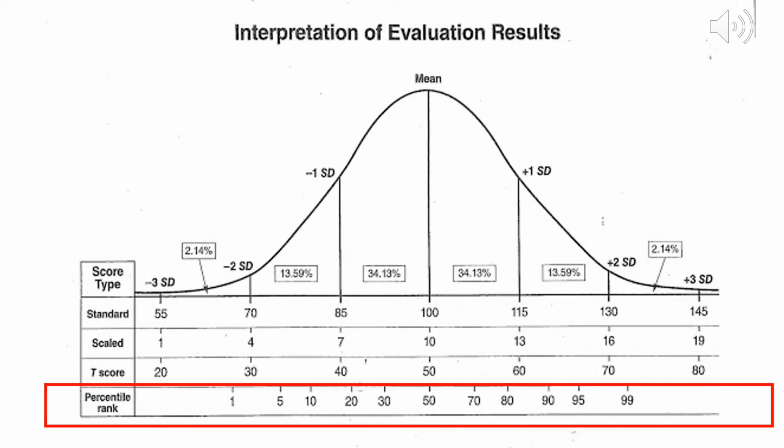So if I scored a 115 on my IQ test, I am above the 80th percentile, and that means I scored as well or better than 80% of my peers. If I scored like a 75 on the IQ test, that puts me around the 5th percentile, which means I only scored as well or better than 5% of my peers.